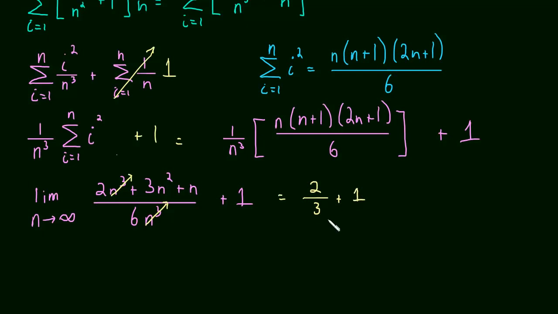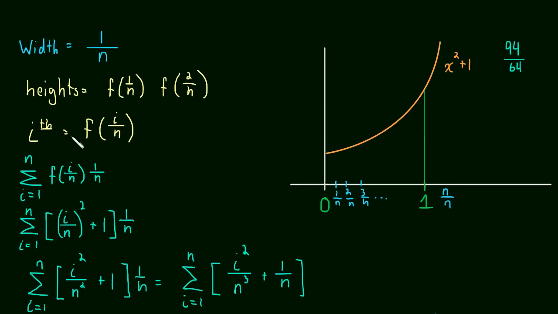Or in other words, this is equal to, I knew something was wrong, not 2/3, 2/6. So 2/6 is just 1/3, right? 2/6 plus 1, or in other words, 1/3 plus 1. And then that simplifies to 4/3. And that is the exact area under the curve, which is really, really cool. This exact area here is 4/3.